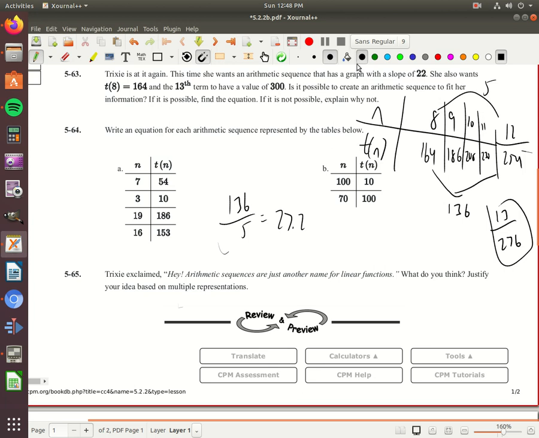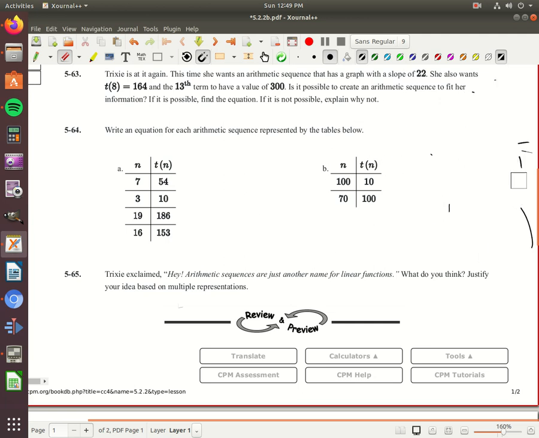It's impossible. She has the wrong slope to go with these 2 points. If she wants to make the 13th term 276, that's fine. Or if she wants to keep these, and I think it ended up being 27.2, right? If she wants a slope of 27.2, then she could keep t of 8 as 164 and t of 13 as 300, and then we would add by 27.2s. But we can't add by 22s and end up at 300 that quickly. It just doesn't work that way. So sadly for her, sorry Trixie, that's going to be a big no. We can't do that one for you.